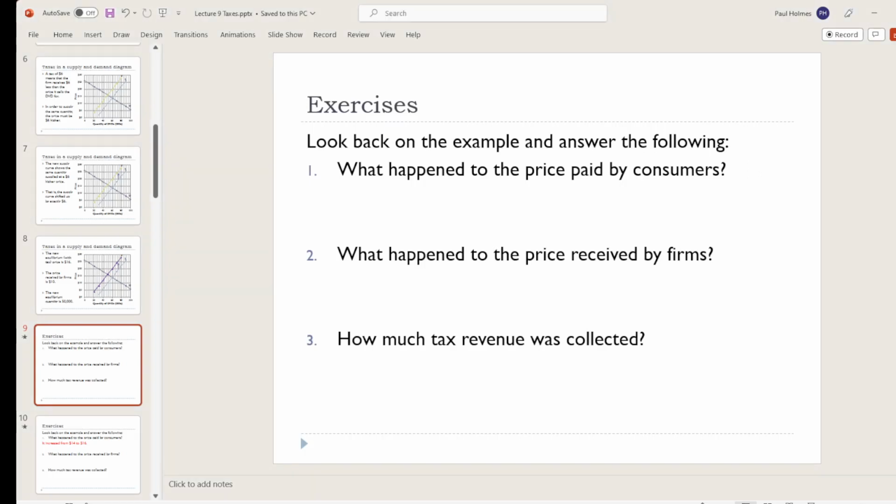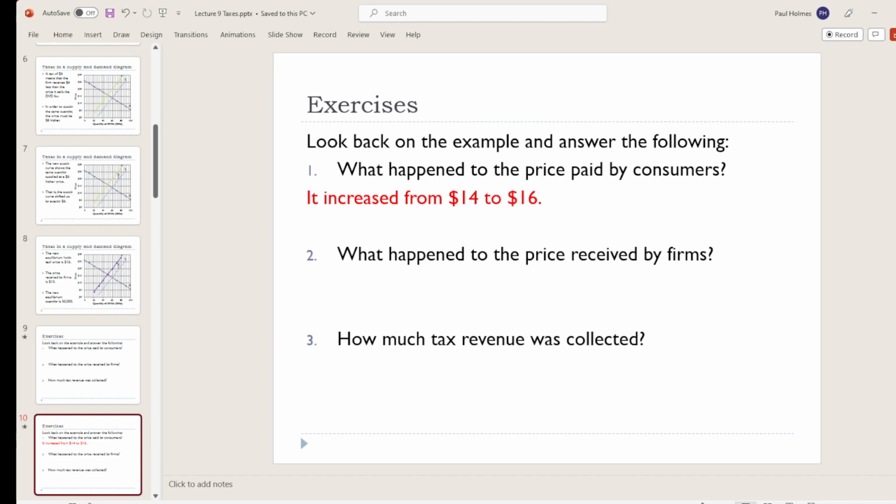Let's answer a couple of questions related to that exercise that we just saw. So how much did the buyers end up paying? Well, they started off paying $14 before the tax. After the tax, they pay $16. So they've ended up paying an extra $2 because of the tax.